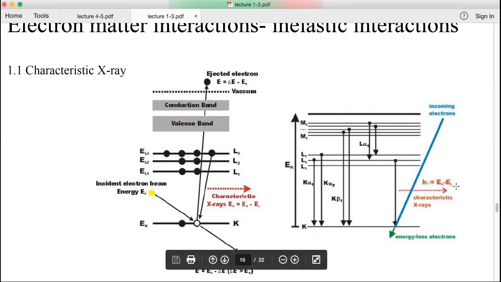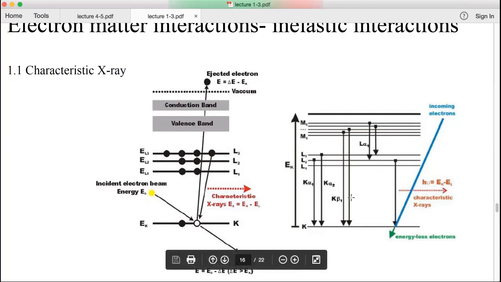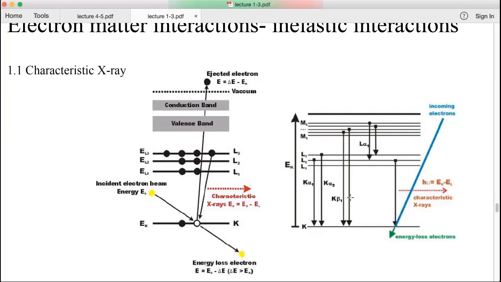You can calculate the characteristic X-ray energy. If you know the energy difference, you can calculate the wavelength. So these energy level differences are different for different elements, and that's why we call them characteristic X-rays.